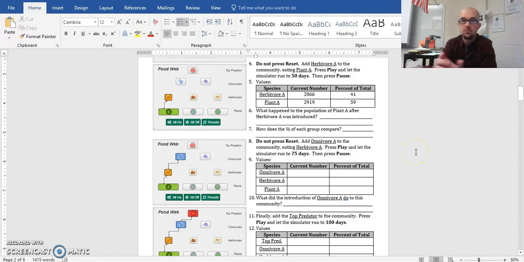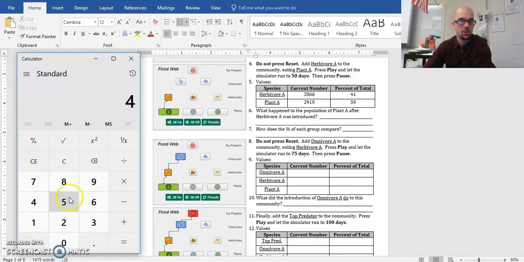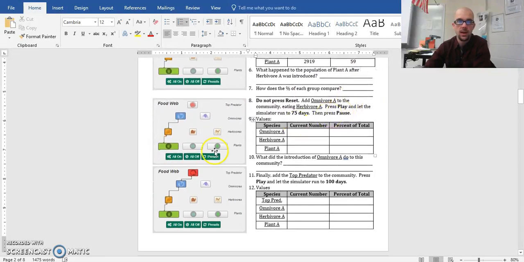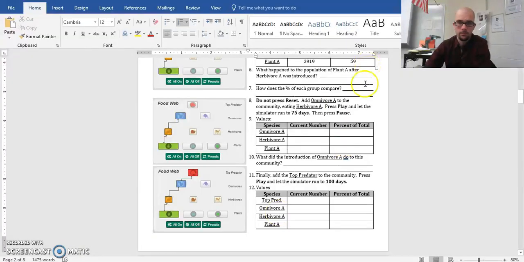Now for each table, you have to recalculate that total. So for this particular table, it was 4,985. However, that number might be different over here for that next food web. So in order to build that next food web, I'm going to keep my numbers there. In order to build this next food web, we're going to come back over here. It's asking, add omnivore A to the community eating herbivore A.